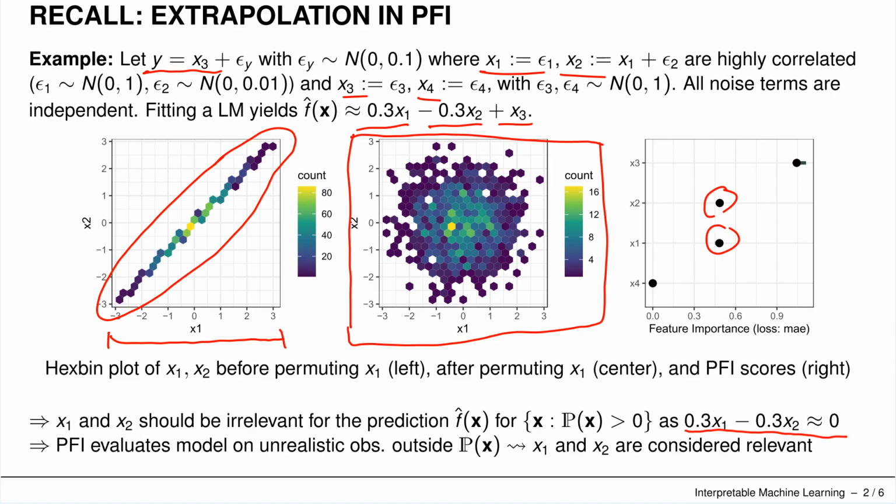And the reason is that this permutation leads to unrealistic observations, so basically all the values which are not here on the diagonal. And because of that, x1 and x2 are considered relevant by PFI.